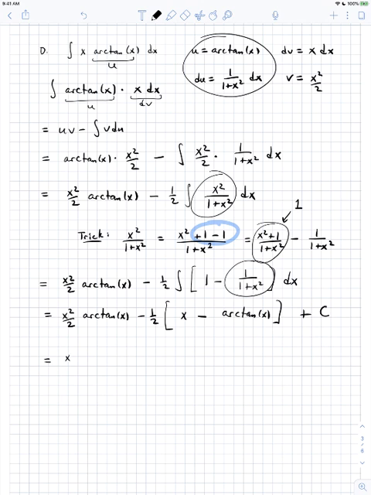So this is going to be x squared over 2 arctangent x minus x over 2 plus 1/2 arctangent x plus a constant. And there you have it.